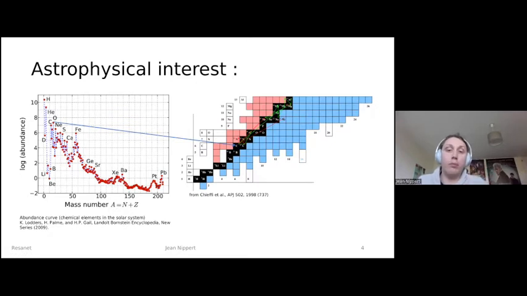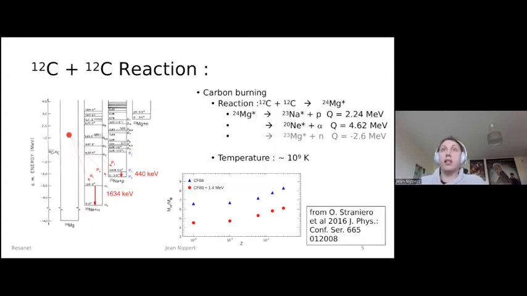What is really important in astrophysics will be the carbon burning. And the carbon burning, in stars, mainly occurs through the carbon-12 plus carbon-12 fusion reaction. And this gives you the magnesium-24. If you look at this energy diagram, you do carbon-12 plus carbon-12, and you will populate the magnesium-24 approximately around this red point.